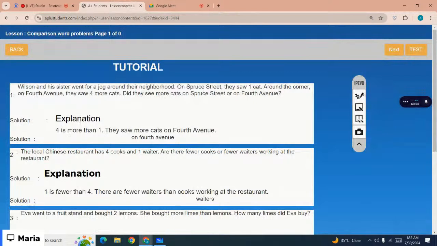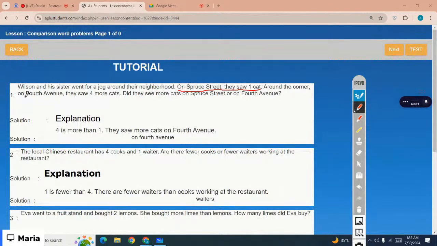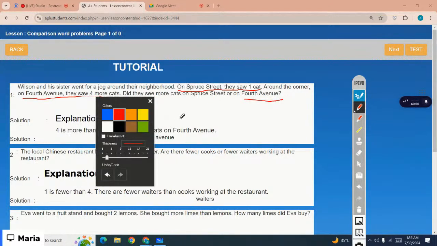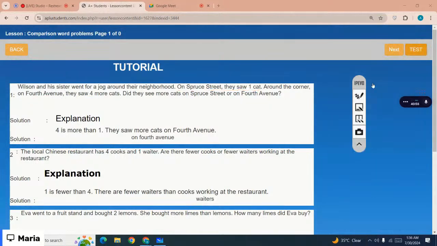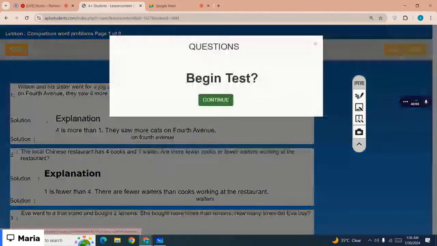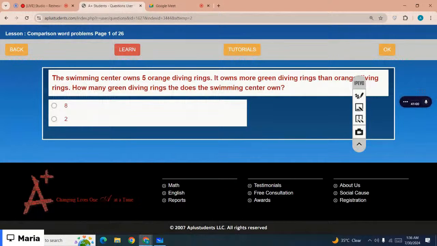So, on Spruce Street, they saw one cat, and on 4th Avenue, they saw four. So, which is more, Spruce Street or 4th Avenue? The correct option is 4th Avenue, because on 4th Avenue, they saw four cats, right? The correct option is 4th Avenue. Let's just start with the test questions.